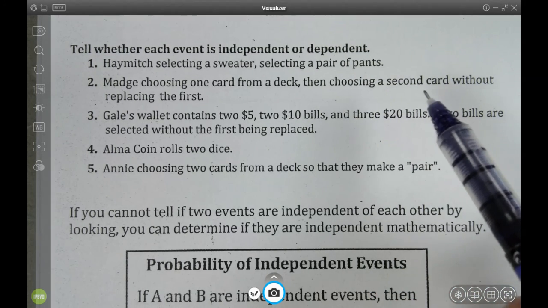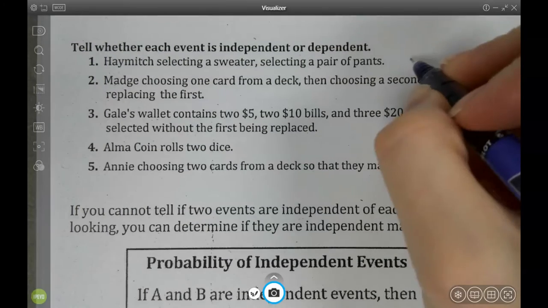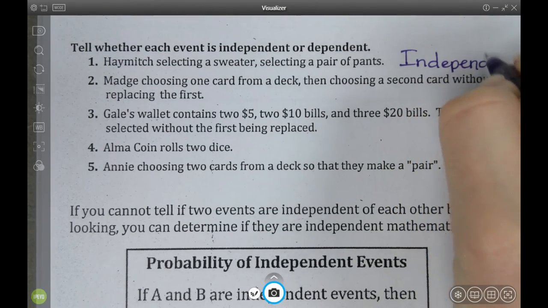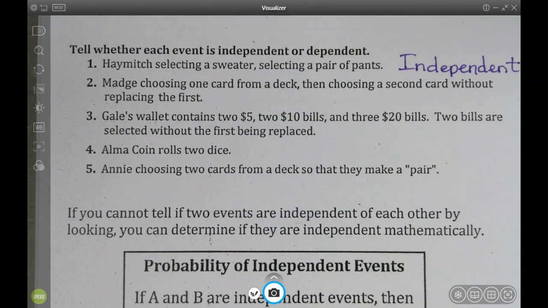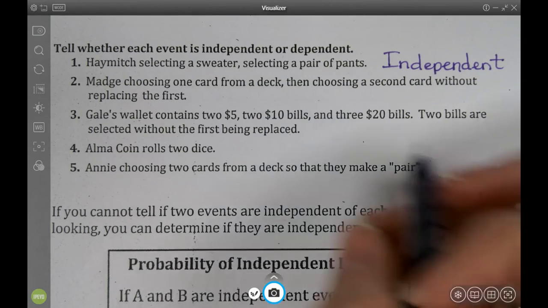We're not thinking about, like, do they match? Or the colors? We're not doing that. Like, he's literally reaching in and pulling out a sweater, reaching in, pulling out a pair of pants. Does one affect the other? No, so those are independent. Okay, Madge, choosing one card from a deck, then choosing a second card without replacing the first. Independent or dependent? Dependent, why?